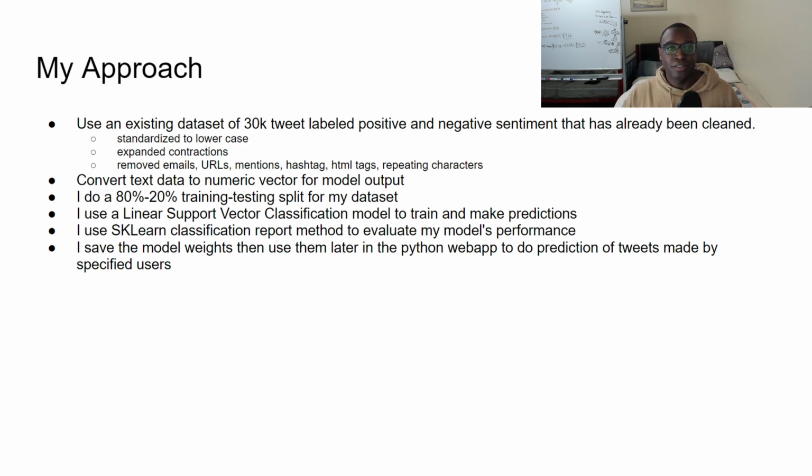Converting that text data to a numerical vector so that the model can handle the input. Splitting the data into a training set and testing set using an 80-20 split. Using a linear support vector classification model to train and make predictions. Using the sklearn classification report method to evaluate my model's performance, and then saving the model weights so that I can use them later in my web app.